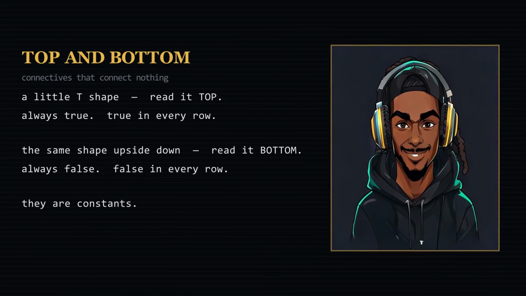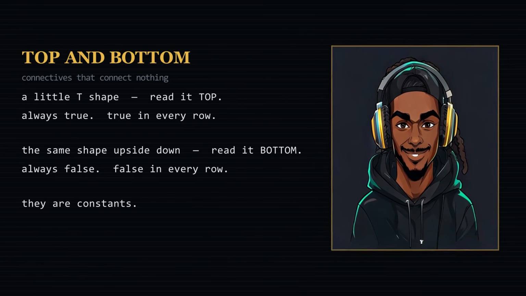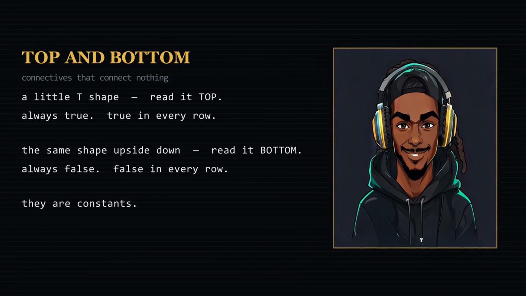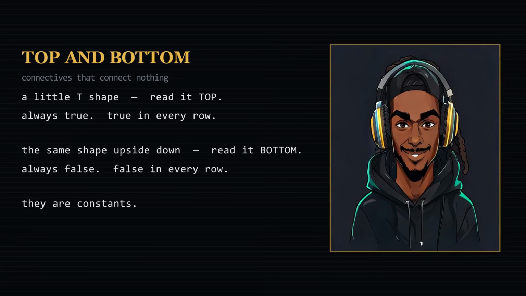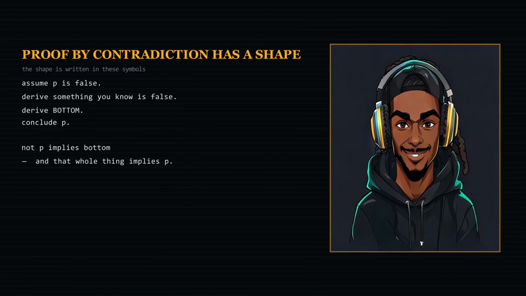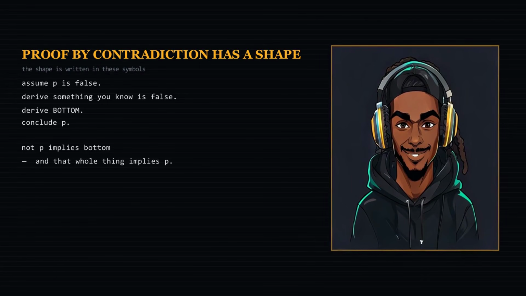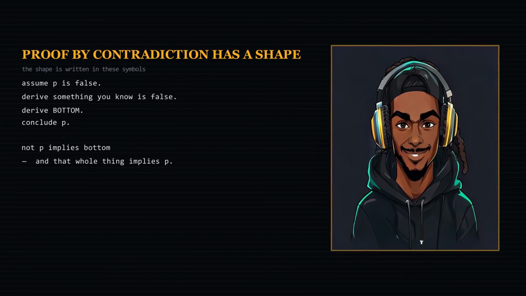Two more symbols that count as connectives even though they connect nothing. The first is a little T shape. It is always true and you read it out loud as top. The second is the same shape upside down, always false, read as bottom. They are constants. Top is true in every row, bottom is false in every row. And here is why bottom matters. Proof by contradiction has a shape and the shape is written in these symbols. Assume P is false, derive something you know is false, derive bottom, conclude P. In symbols, not P implies bottom, and that whole thing implies P.